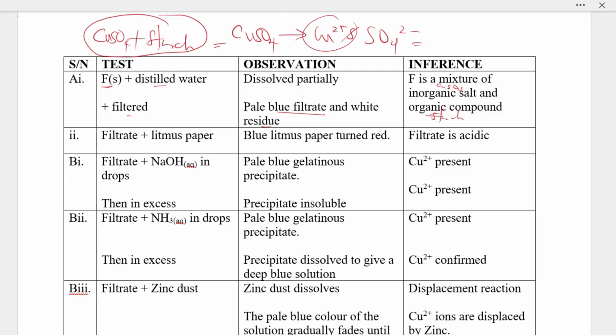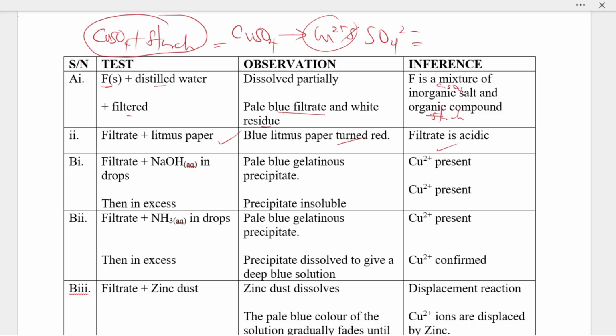All right. So we can be asked to test for the filtrate. The filtrate with litmus paper: blue litmus paper will turn red. That means the filtrate is acidic. With red litmus paper there will be no reaction. So let's take note of that.